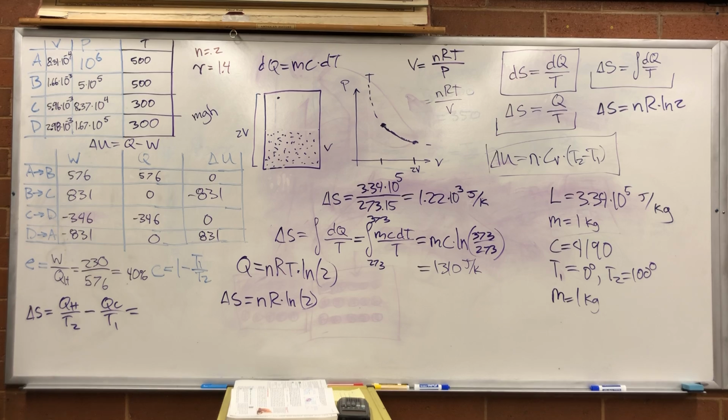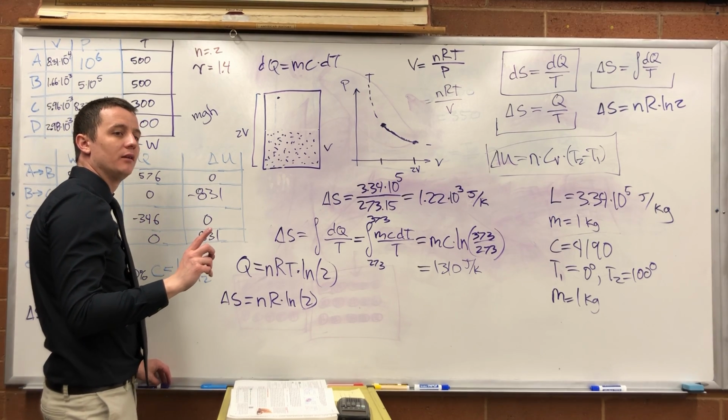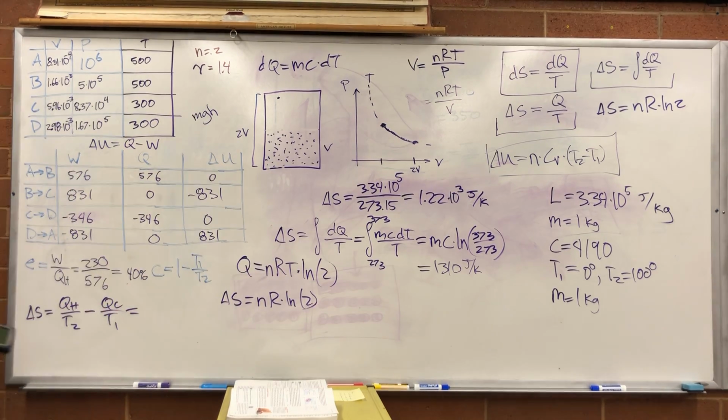Here's our change in entropy during one part of the cycle. Here's our change in entropy during another part of the cycle. The two adiabatic parts of the cycle don't have any entropy change. Add the change in entropy for all four paths. That's our total change in entropy in one cycle. Wouldn't that equal zero? Because you're ending on the same point. Sure hope so.